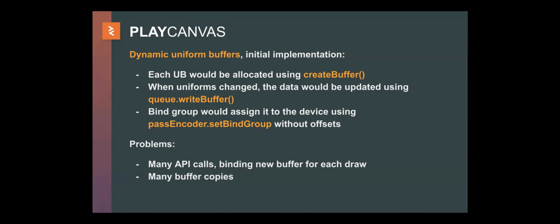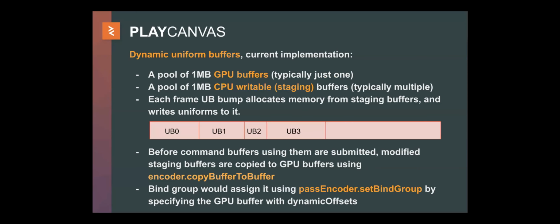So recently we added a lot better system where we use a bump allocator out of large buffers. So we have a pool of GPU buffers. Typically there's just one of them, unless you need to submit more often during the frame, and then you need one per submit, or if you have loads of data. And there is a pool of CPU buffers from where we allocate individual uniform buffers and write the data to.